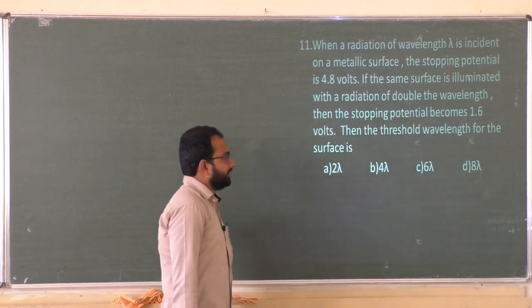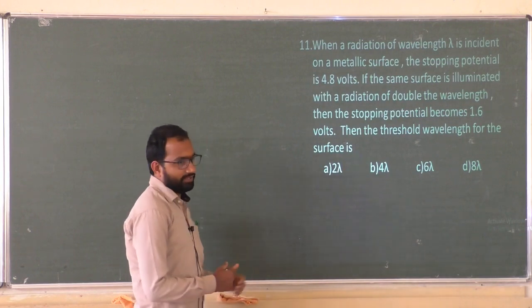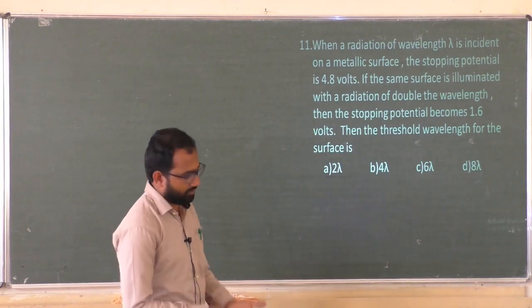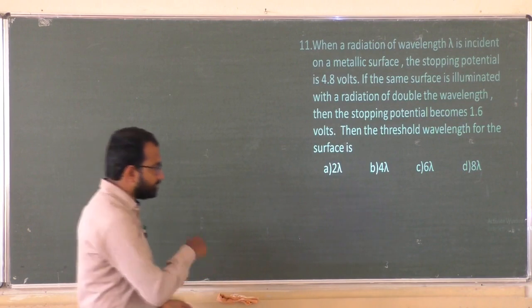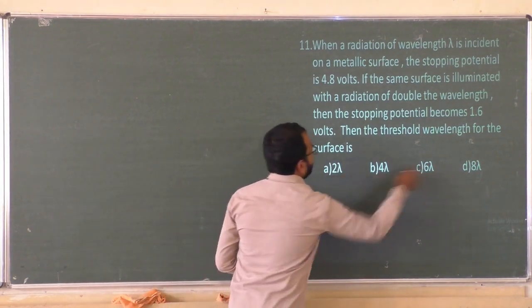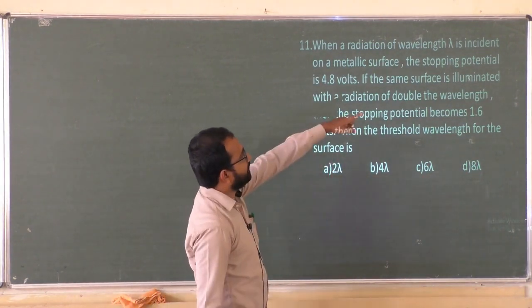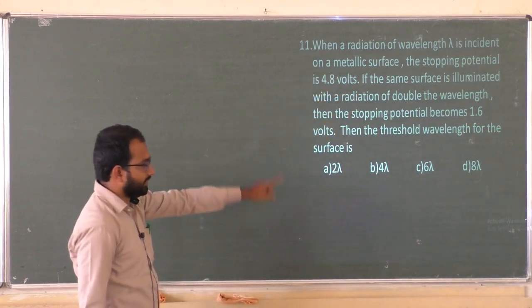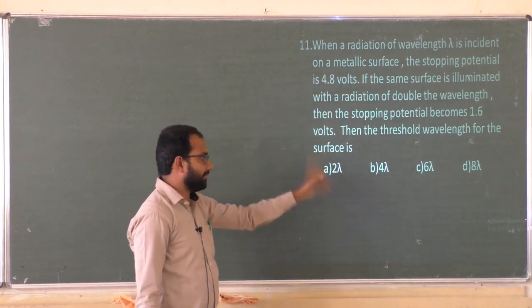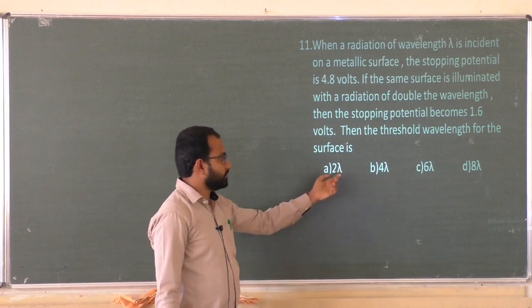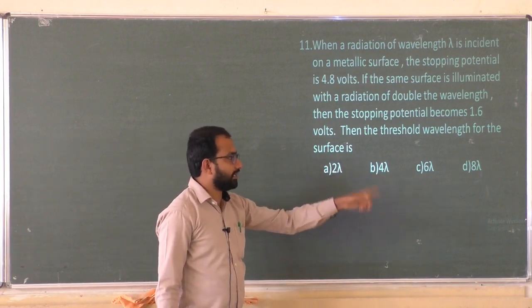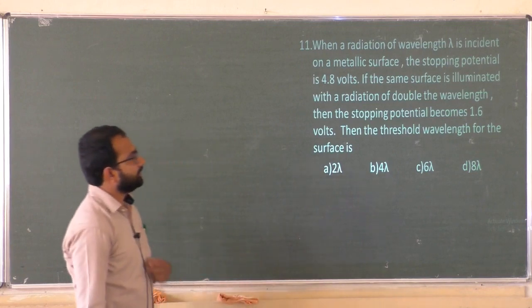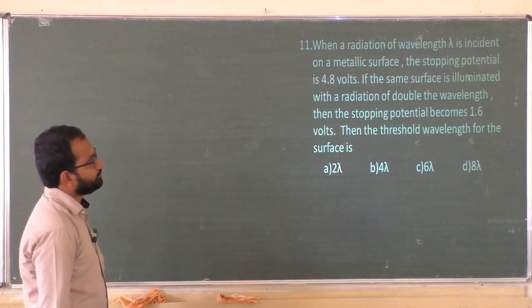Then the threshold wavelength for the surface, what is the threshold wavelength for the surface? That is lambda naught. In terms of lambda, the initial wavelength incident on the metallic surface, you have to express lambda naught, whether lambda naught is 2 times, 4 times, 6 times or 8 times lambda. So how to solve this problem?